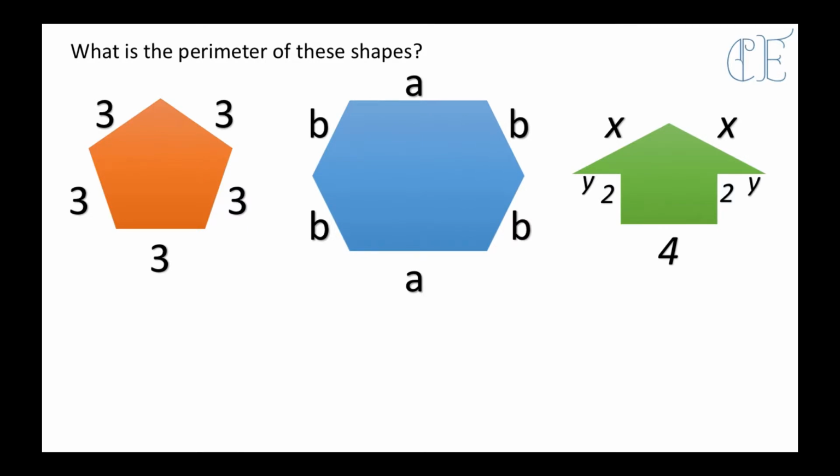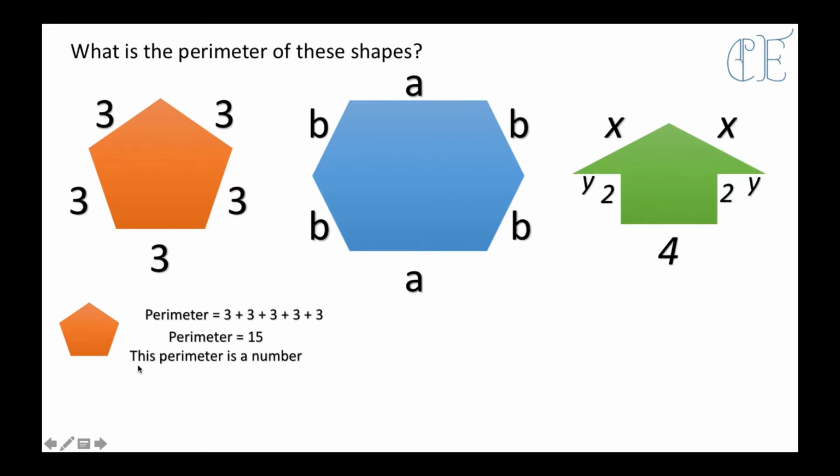So let's look at these then. What is the perimeter of these shapes? Now I'll just go through this one rather than letting you have a go, just because it's an explanation rather than a task. So let's look at the first one. The perimeter has got 3, 3, 3, 3, and 3. So we just add them all together and it gives us 15. So the perimeter for this shape is a number.